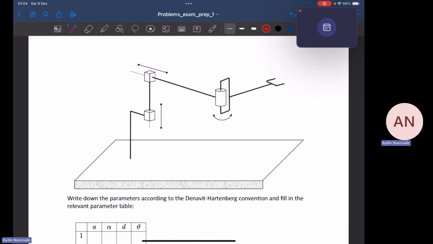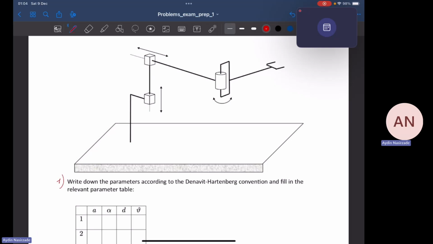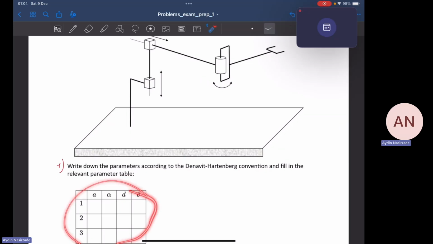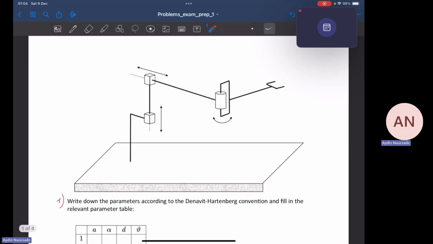Okay, you will be provided with such a manipulator that you see on the screen, right? We have a prismatic joint, we have another prismatic joint, and we have a revolute joint, which is followed by an end effector. Now, the first question says, write down the parameters according to the Denavit-Hartenberg convention and fill in the relevant parameter table. We are talking about this DH parameter table. Now, first step is to assign the frames. Now let's try to do it.